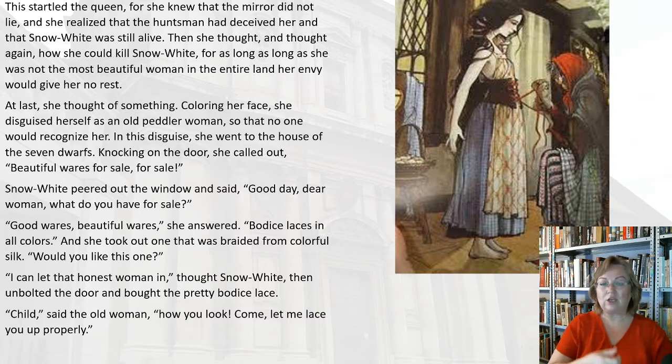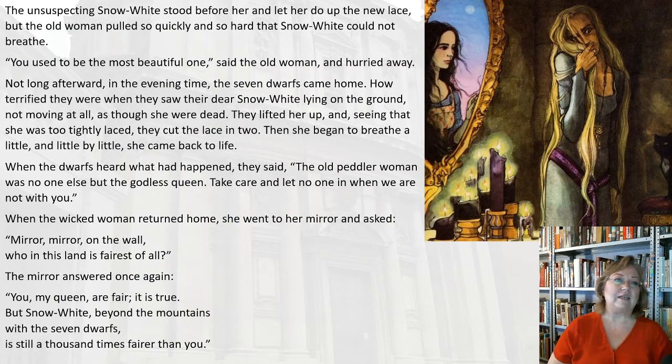So she says, "Let's get you straightened up. Let's put your clothing in proper order. You need to dress appropriately. So let's lace you up in this bodice." The unsuspecting Snow White stood before her and let her do up the new lace, but the old woman pulled so quickly and so hard that Snow White could not breathe. That was the problem with corsets. They would be pulled so tight that women would actually pass out quite a lot because they didn't have enough room in their lungs to pull in enough oxygen. "You used to be the most beautiful one," said the old woman, and hurried away.